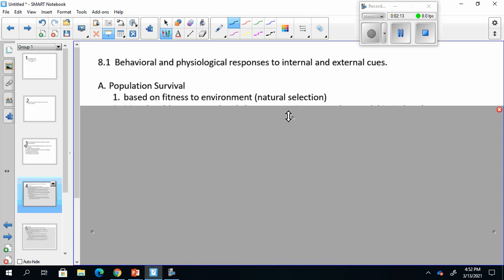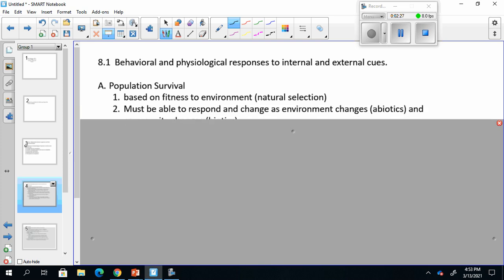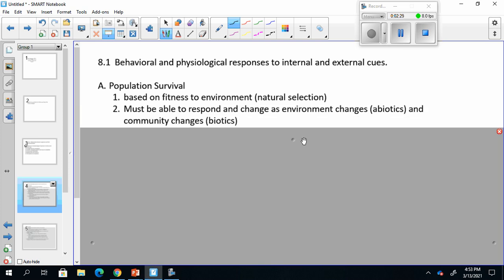Survival always gets linked back to natural selection. Those who are most fit for the environment will survive and then have that reproductive success, passing on those successful genes to their offspring. In order to survive, you've got to be able to respond and change as the environment changes. So we're going to talk about factors that are abiotic, like physical changes, and then living changes, biotic factors.